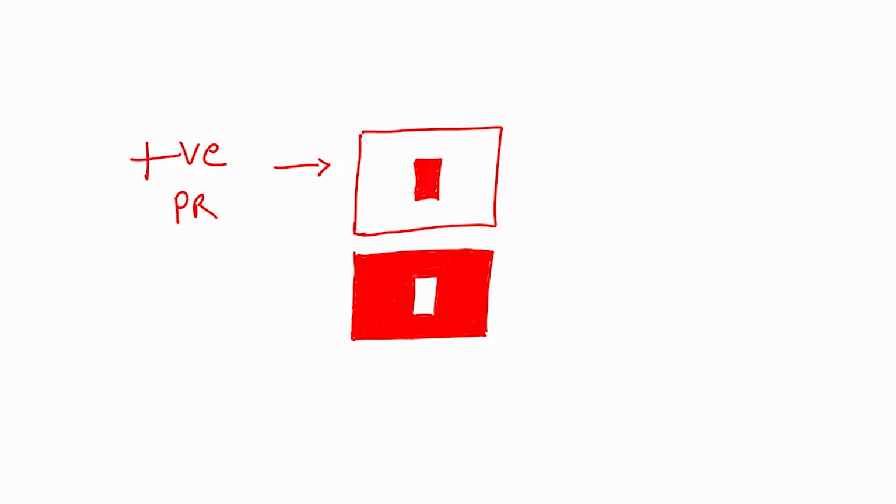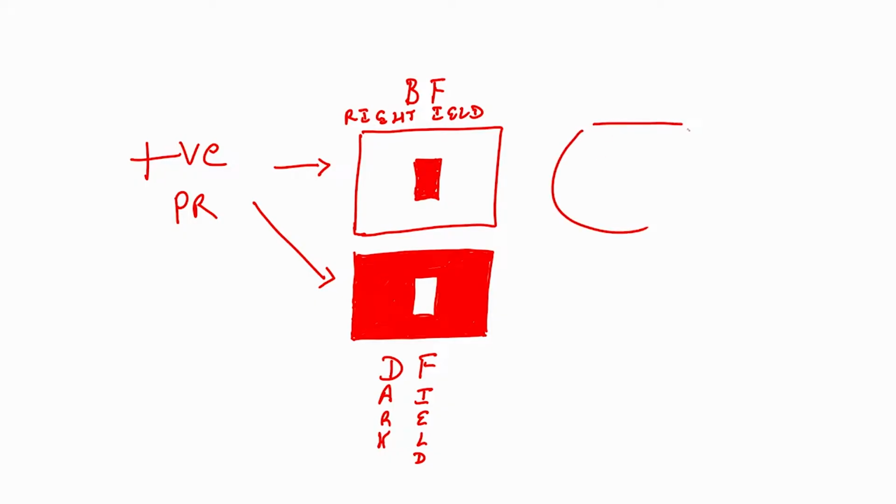This is a dark field mask. Now, you can see it is a dark field mask, and this is a bright field mask. Bright field, dark field. Now, if I use positive photoresist and if I use a bright field mask and dark field mask like this, then what kind of pattern will I have on the silicon wafer?